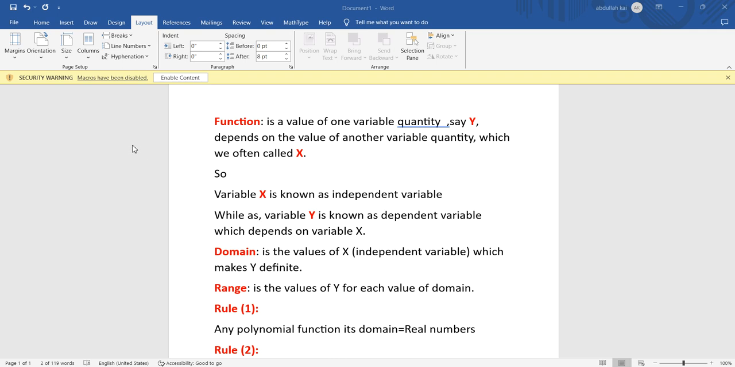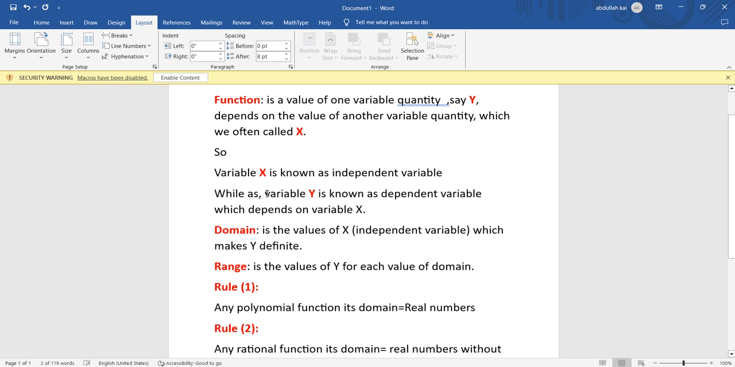Today I'm gonna explain the most important concepts about calculus mathematics. The first concept I will explain is function. A function is when the value of one variable quantity, say y, depends on the value of another variable quantity, which we often call x or t or any other variable. So variable x is known as the independent variable, while variable y is known as the dependent variable, which depends on variable x.